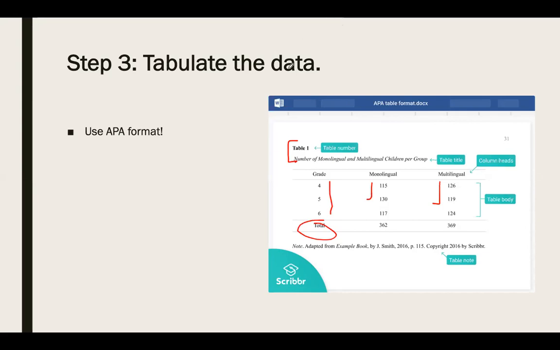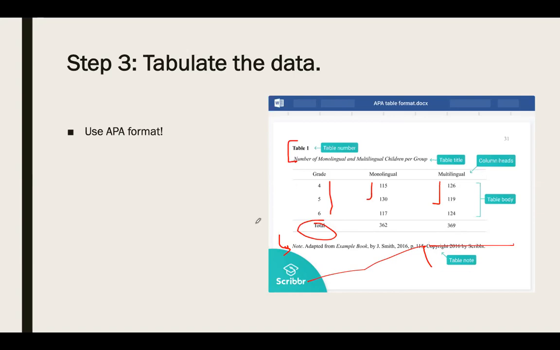Okay, and then finally, you have to include a note here. So I'll just go, adapted from example book by J. Smith, 2016, page 115. Now, don't worry about a copyright notice. They put a copyright notice in because it's their intellectual property, and they want to make sure that's maintained, but you do not need a copyright notice. So I'm going to cross it out, not because it matters, but because I don't want you to think you need one.